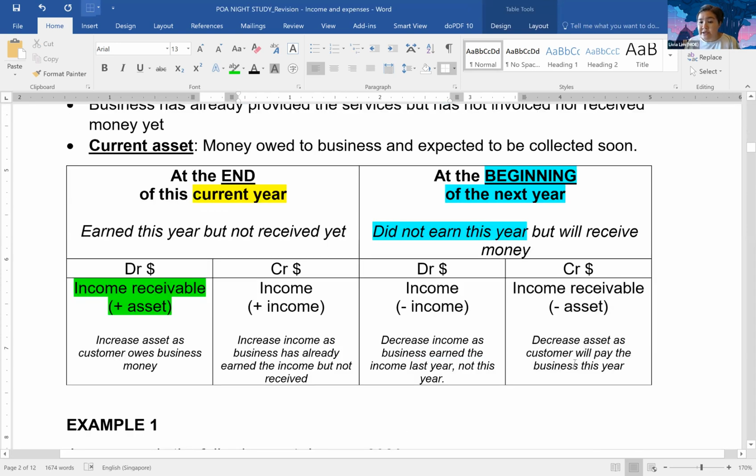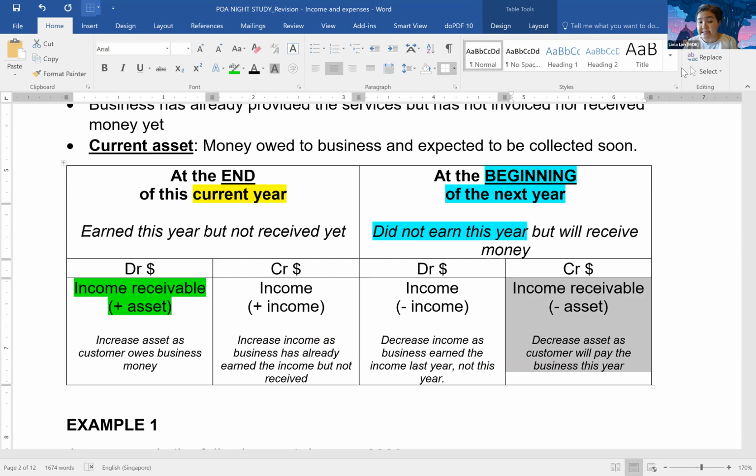It's no longer there. What you will need to do now is to minus away this asset. You need to minus away the income receivable. Decrease the asset because your customer will pay your business this year. All right. So this one everybody can understand?